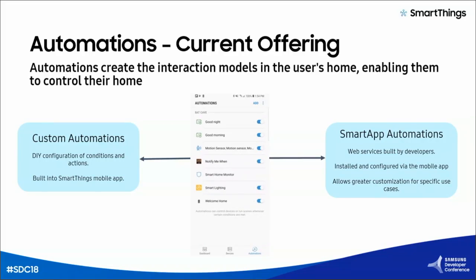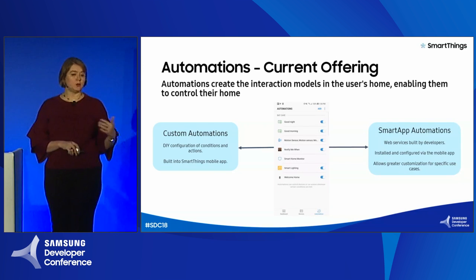So moving on to automations, right? Moving down through the bottom portion of the cloud here. The current offering for automations is really the idea that we have an interaction model that allows users to control their home. We have 2 worlds.